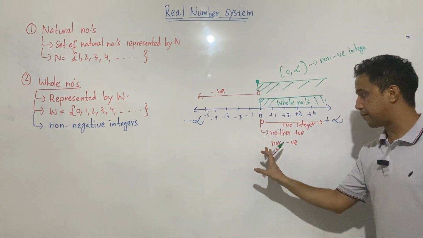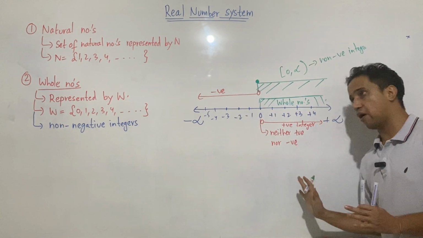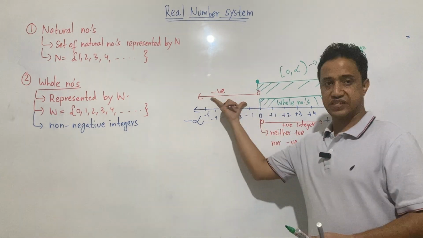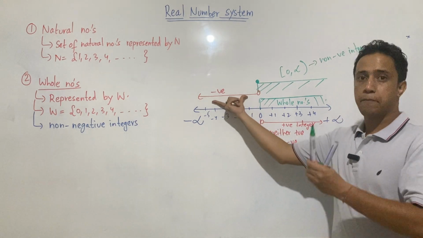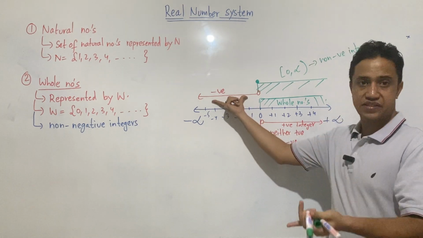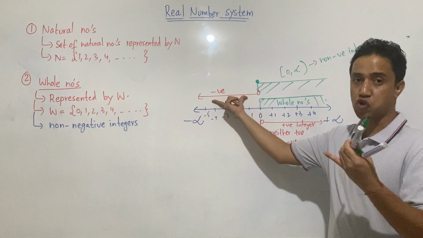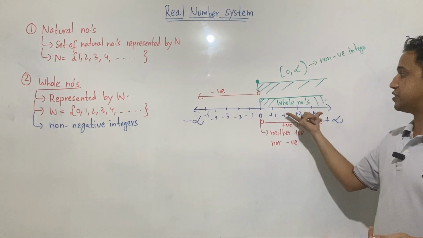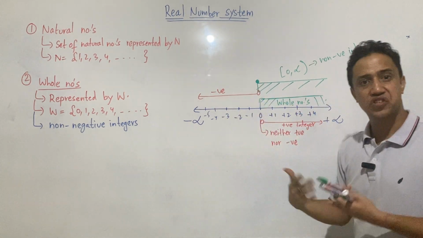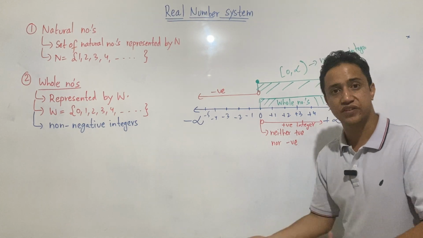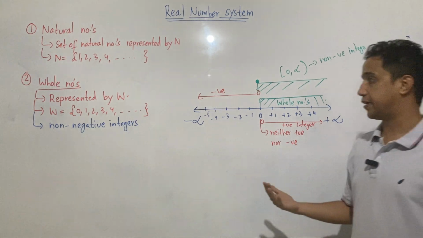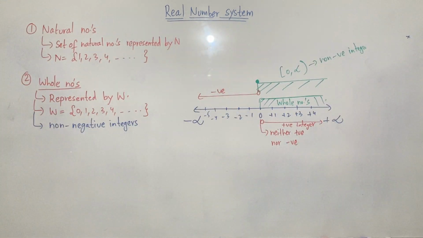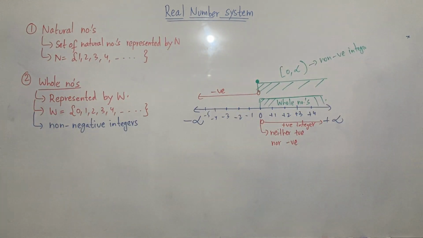But remember, 0 is neither positive nor negative. So this side is negative integers, this side is positive integers. If we have to talk about non-negative, of course positive is non-negative, but 0 is also non-negative. Why? Because 0 is neither positive nor negative. I hope you understand what I'm trying to say.